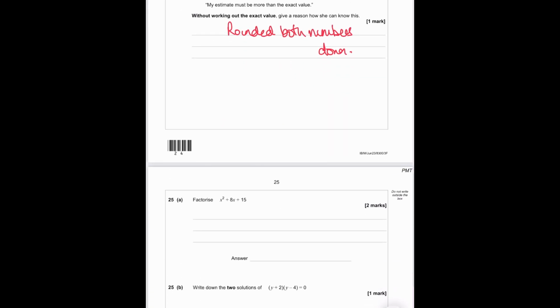Factorise x squared plus 8x plus 15. So we're going to have 2 brackets, x in each. Let's write our factors of 15. 15 times 1, 5 times 3. We know that 5 add 3 is 8, so 3 and 5, it can be either way round. So x plus 3 times x plus 5, or the other way round, x plus 5 times x plus 3.